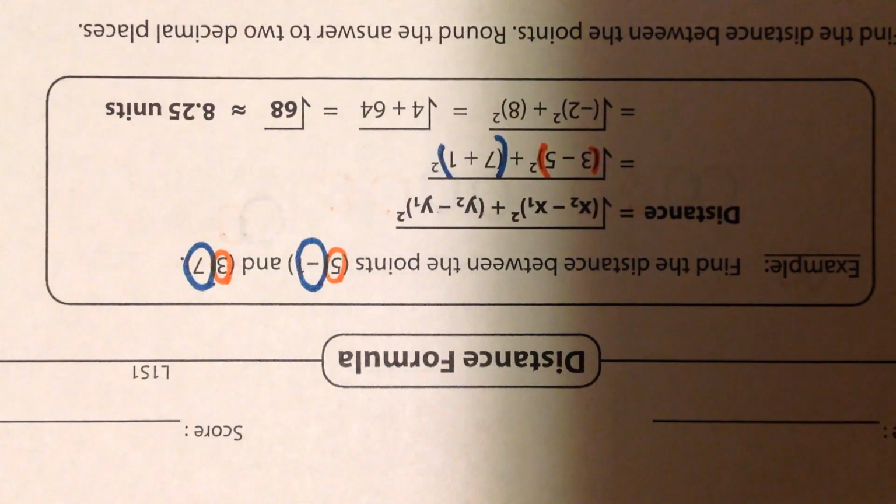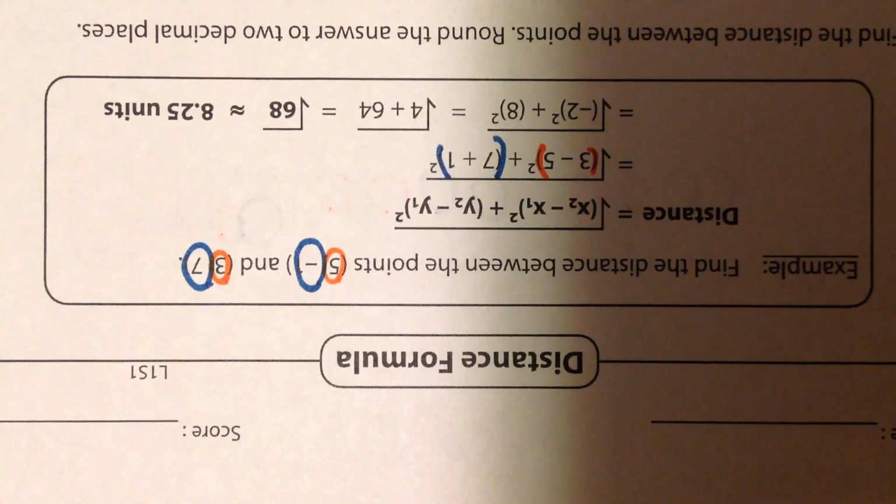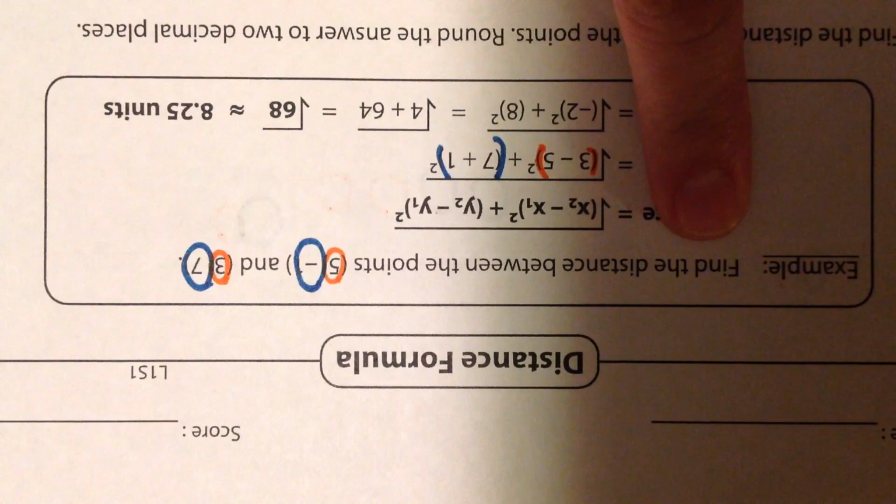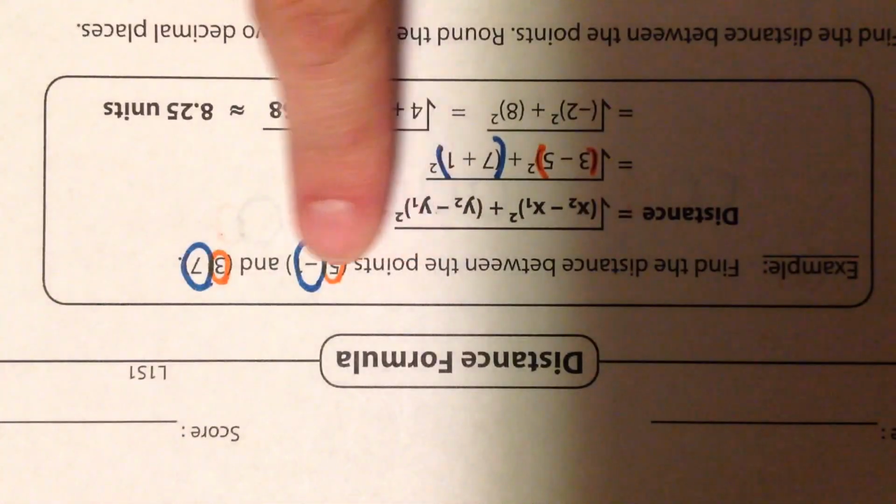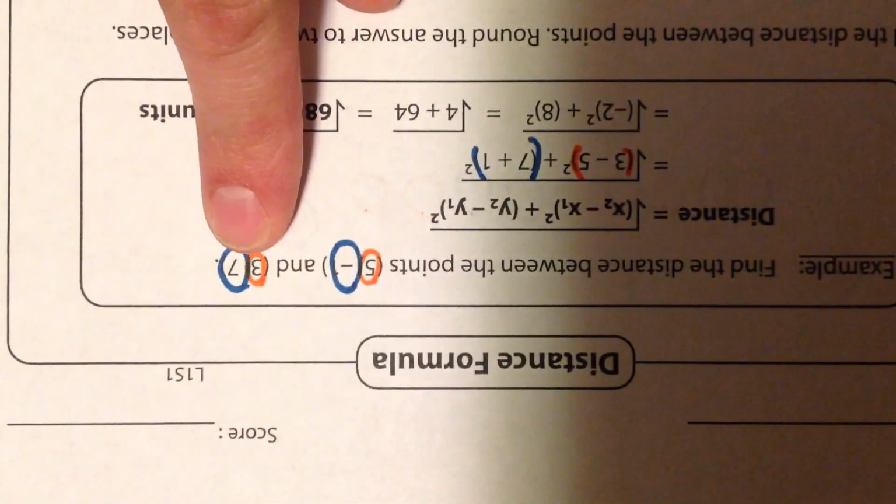Alright, so in this video we're going to practice using the distance formula to find the distance between 2 points on the coordinate grid. In our first example we want to find the distance between the points (5, -1) and (3, 7).